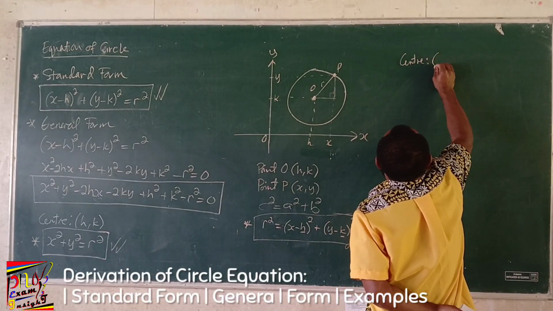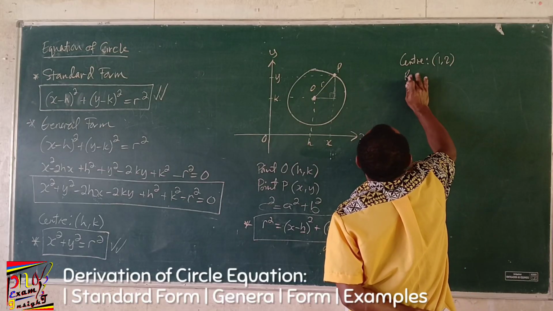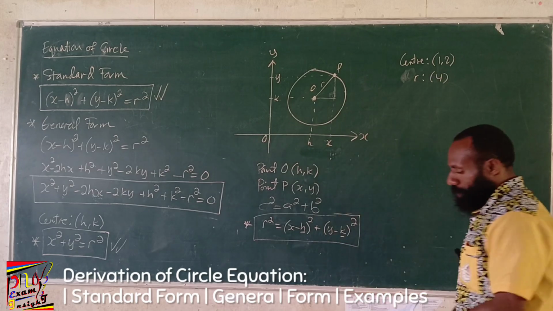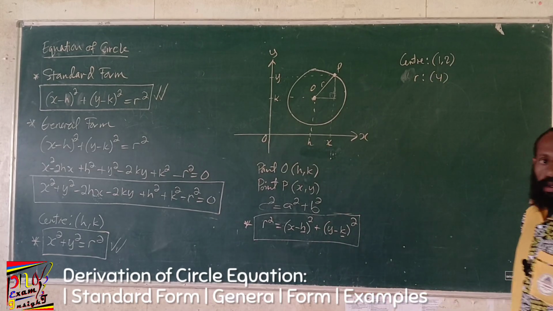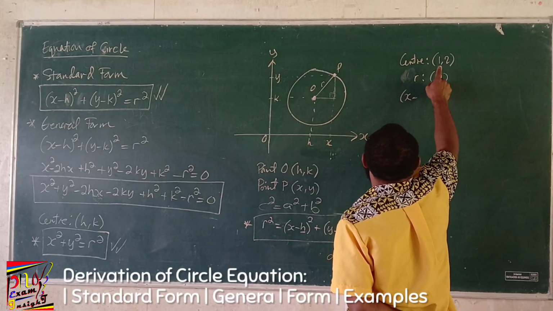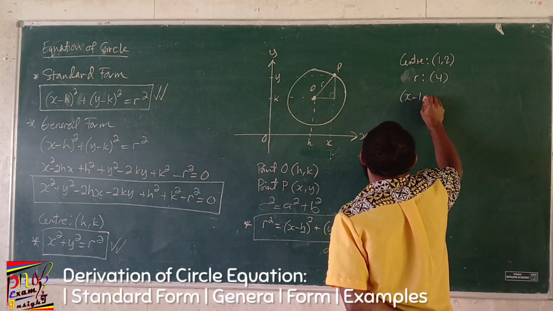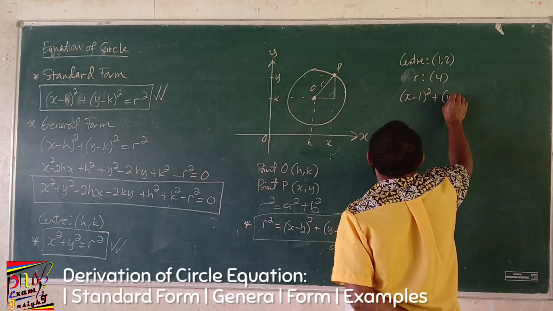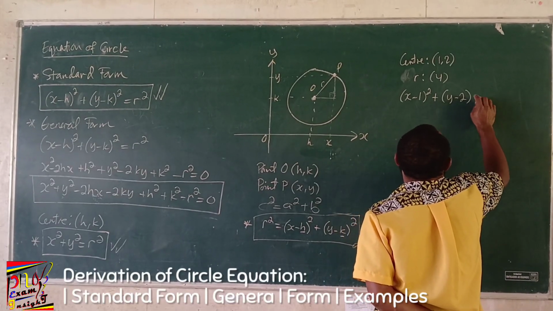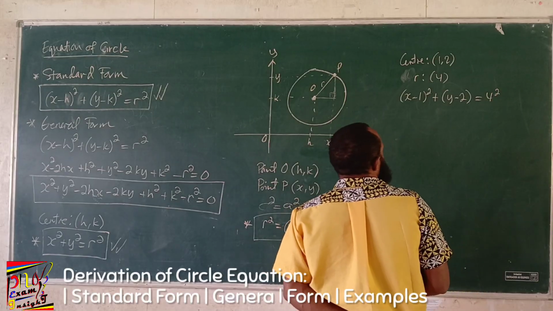So the center is (1, 2) and the radius is 4. From there you just substitute into our standard form equation. So (x minus our h, which is 1) squared plus (y minus our k, which is 2) squared equals our r, which is 4 squared.